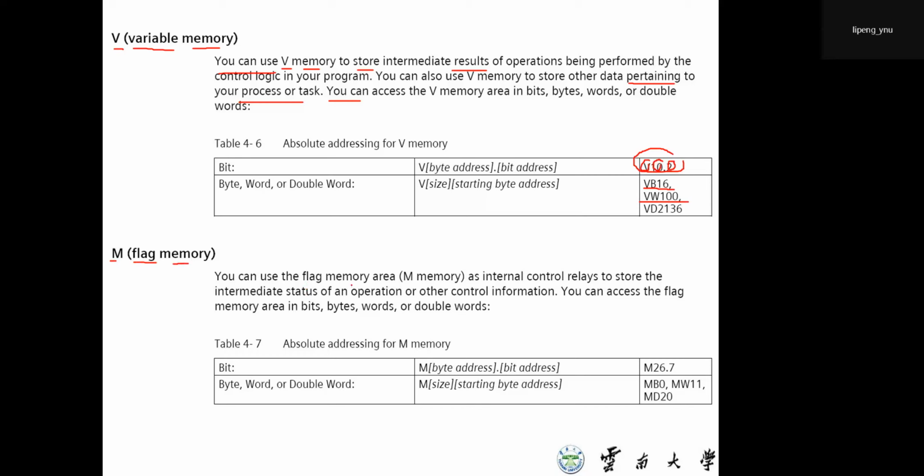You can use the flag memory area as internal control relays to store the intermediate status of the operation or other control information. You can access the flag memory area in bits, bytes, words, or double words, such as MB0, MW11, MD20.